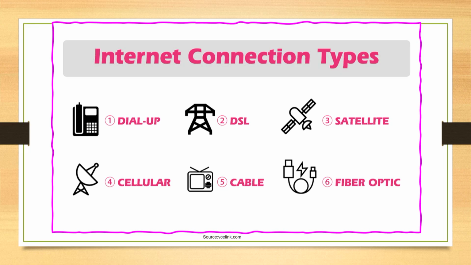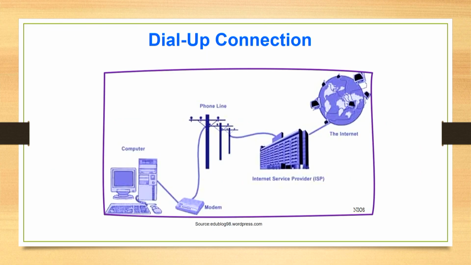There are various types of internet connections. It may be dial-up. From here you can see dial-up means a telephone line is required. DSL, satellite. So obviously for that, a satellite is needed. Cellular, that we also call mobile. Cable, fiber optic and many more. So we will discuss all of them one by one.